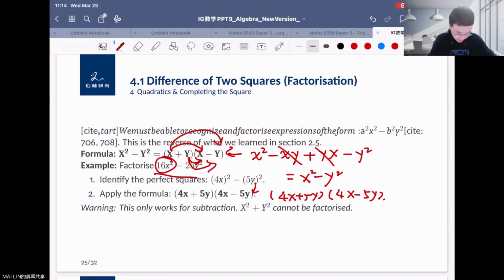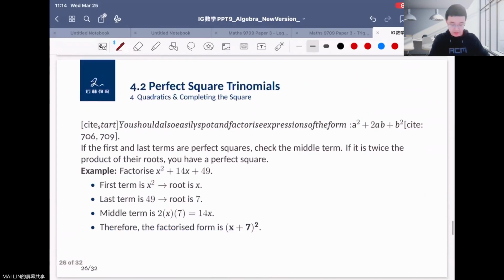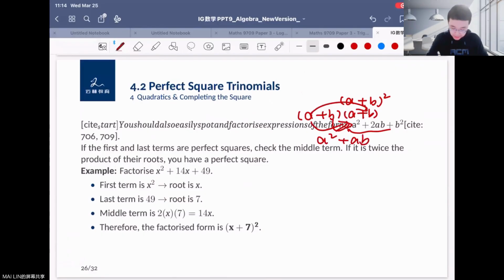That is for this. And now, what is a perfect square trinomial? We call a squared plus 2ab plus b squared a perfect square trinomial. Why is this? We can write it as a plus b squared. Once you write it as a plus b times another a plus b, a times a is a squared, a times b is plus ab, and another plus ab, and b times b is b squared. So finally the answer is a squared plus 2ab plus b squared.